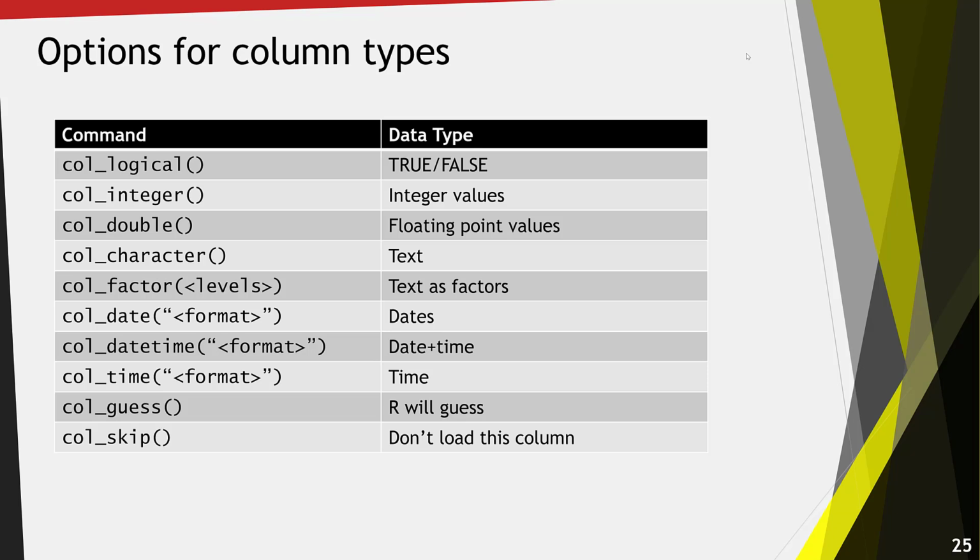There are many different column data types. I show them in this table here. Col logical is for true false values. Integer, double, and character we saw in the previous example. Col factor is for text as factors. Col date and col date time are designed for reading dates and combinations of dates plus time. Likewise, col time is for reading time-only data. Col guess tells R to look at that column and guess the data type. And finally, col skip tells R not to load the data in that column.